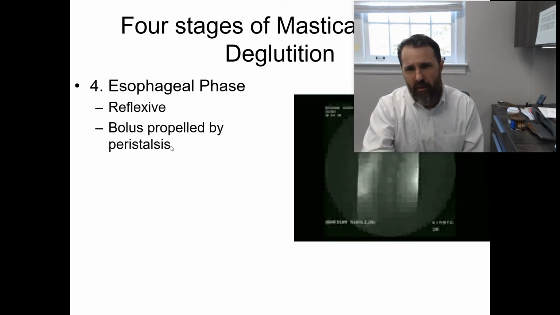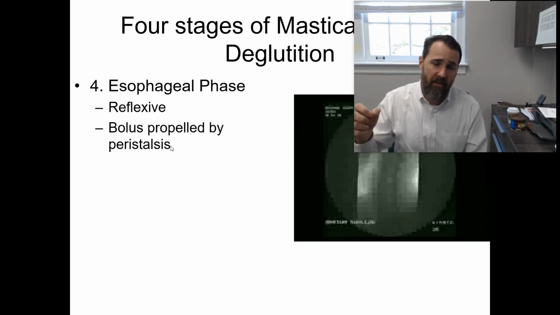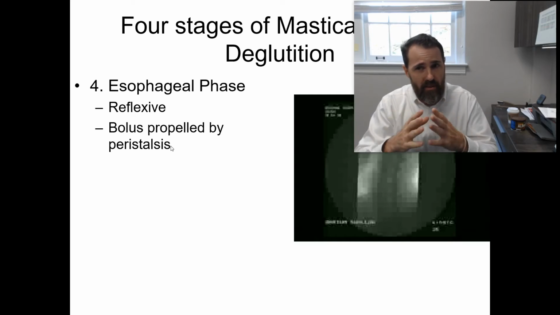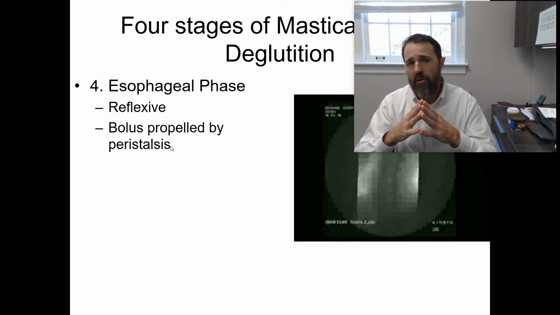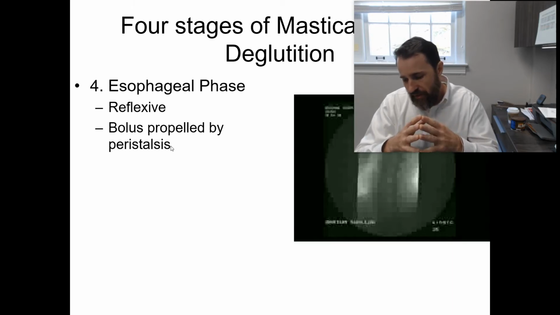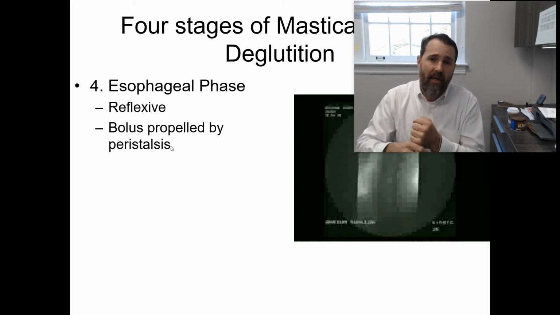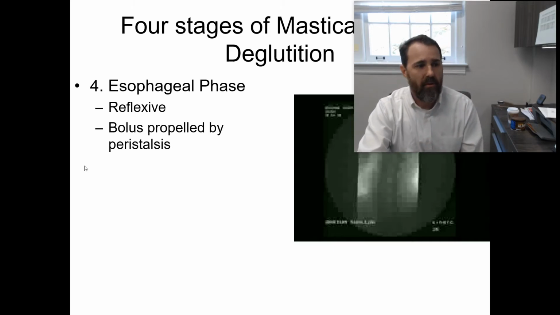But once that bolus enters into the UES, the upper esophageal sphincter, the esophageal stage of the swallow, which is the last one, is entirely reflexive. I have no volitional control over that. So the esophageal stage of the swallow is essentially the esophagus just moving that bolus from the pharynx down into the stomach.